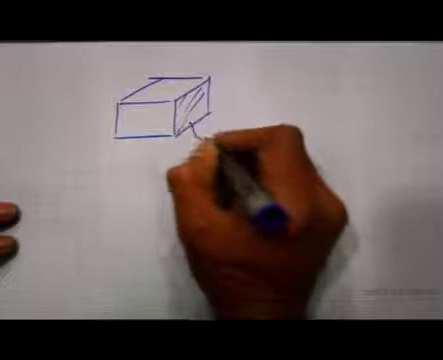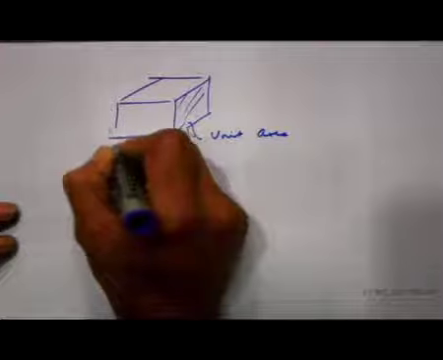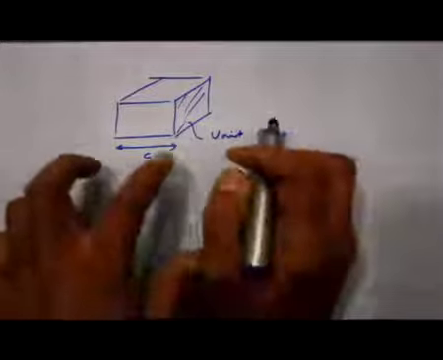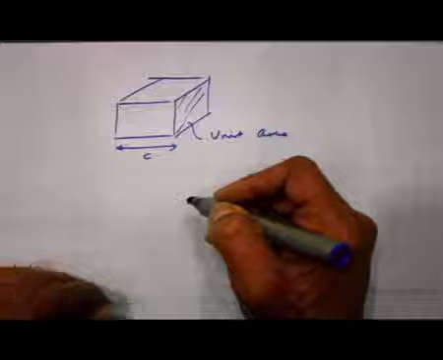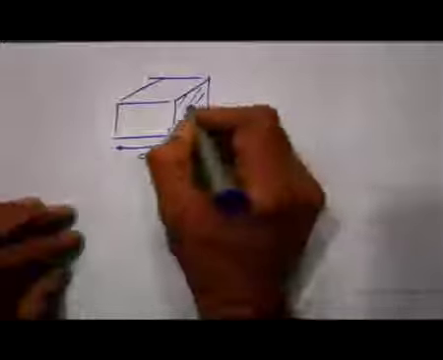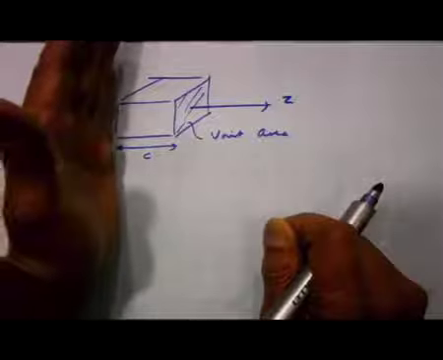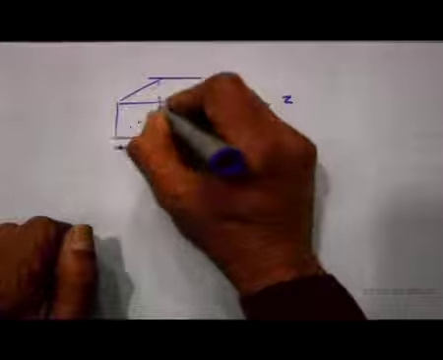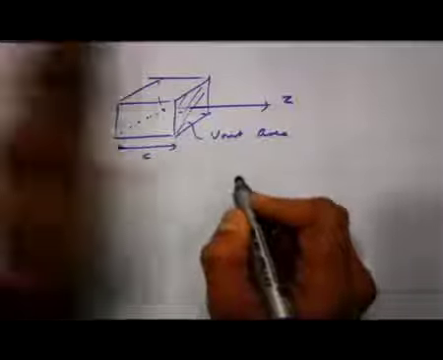So, this is a unit area and length c. I take a cuboid with length c and a unit area. As you can see here, the waves are propagating in this direction. In a unit time, all the energy contained within this volume will cross this area.